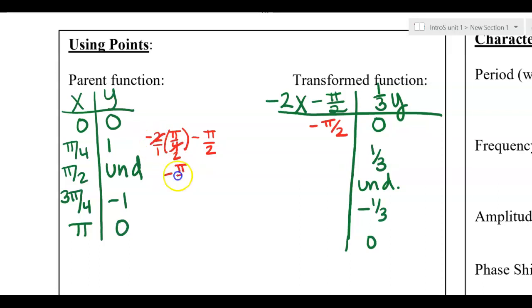So I would have negative pi over 2 minus pi over 2. That will give me negative 2 pi over 2, which is negative pi.